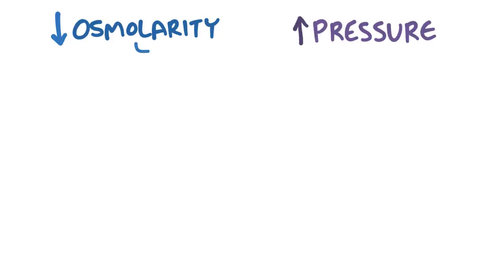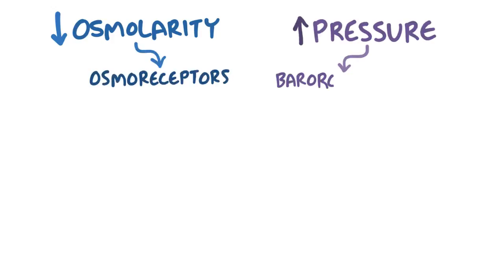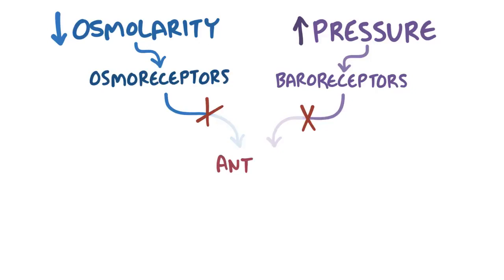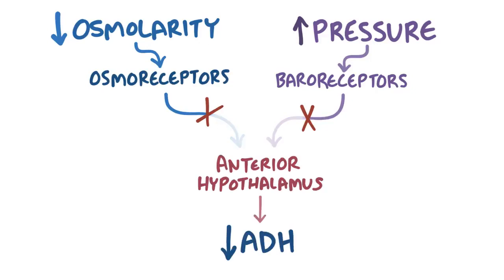As the osmolarity normalizes and blood pressure rises, both osmoreceptors and baroreceptors stop stimulating the anterior hypothalamus, and as a result, less ADH is secreted.